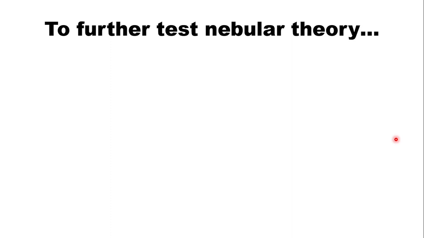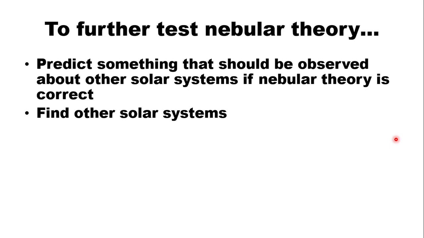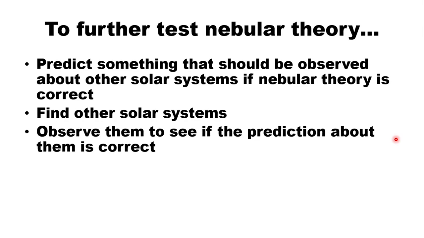To further test nebular theory, if our problem was that it's based on only a single example of a solar system, then what we need to do is predict something that should be observed about other solar systems if the nebular theory is correct. And then we simply need to find other solar systems and observe them to see if what we predicted using deductive reasoning about them is actually correct.